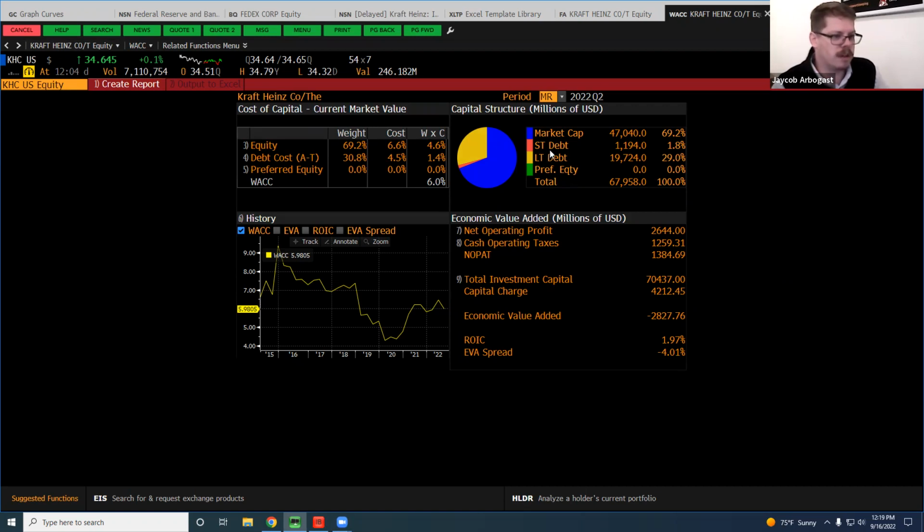But long-term and short-term debt, they have a lot more long-term debt, but they're mostly market cap, right? For all of the debt that they have, most of it is financed through long-term. But of all of their financing, a little more than 2/3 of their company is financed by equity compared to debt.